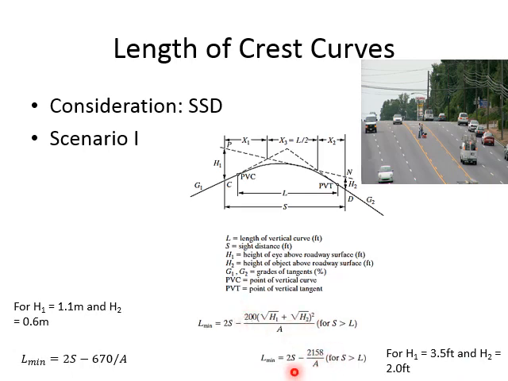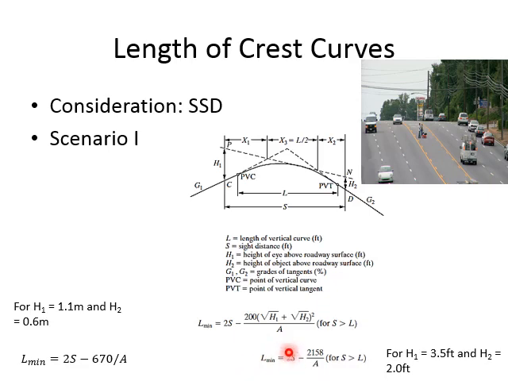And S as the sight distance, obviously it will change according to the speed of the vehicle. And then we have A here. A is the absolute difference between G1 and G2. So you have G1 and G2 here, you take the difference and then take the absolute value. Okay, so A cannot be negative. So this is the equation when sight distance is more than the length of the curve to find out the minimum length of the crest curve.